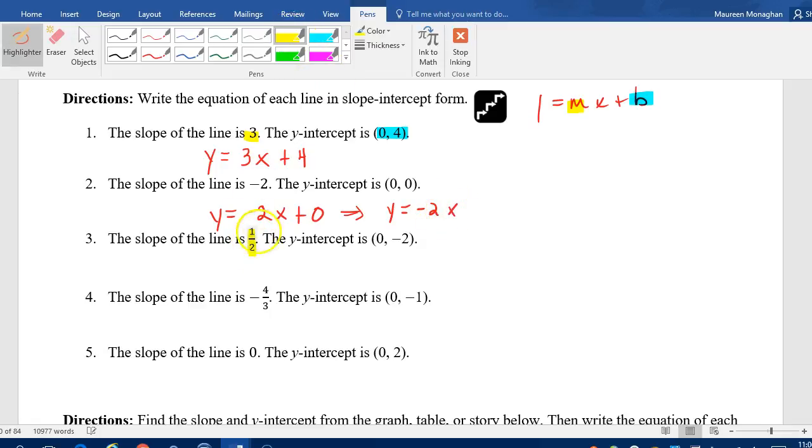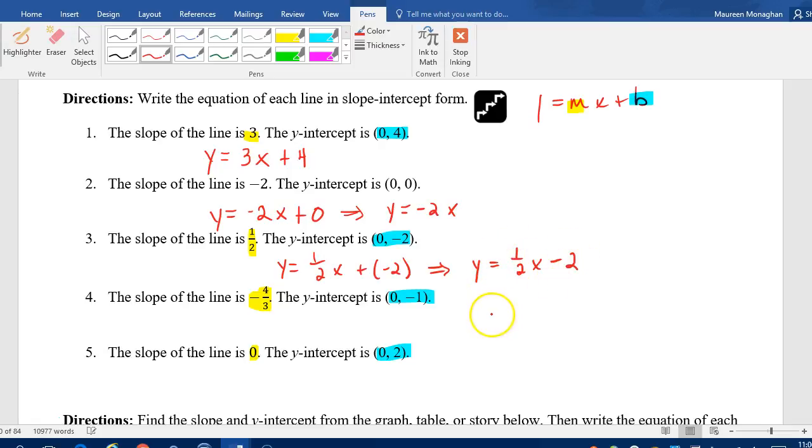Okay, slope is 1/2. I'm just going to highlight all my slopes. Okay, and these are all my y-intercepts. So I know where to put them. All right. So y equals 1/2 x plus a -2. Okay, let's clean that up. We're not going to write it that way. That's a rookie move. We're going to make it a -2.